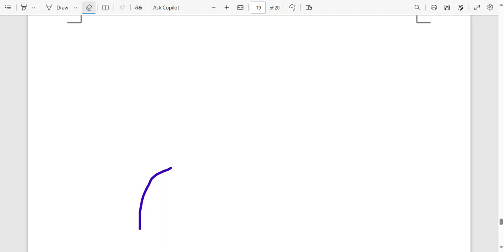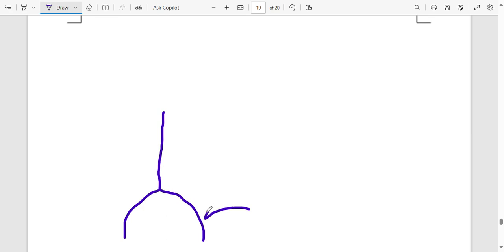So we start with the vertebral arteries. Let me write it like so. Here and here. So this one, vertebral artery. And then these guys are going on top to form a structure there.